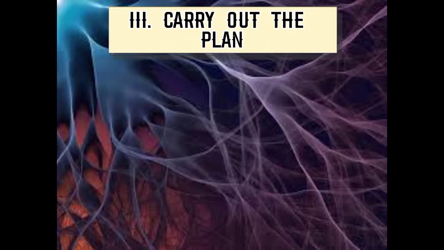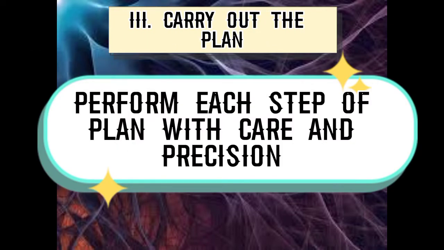So the third one is we need to carry out the plan. Perform each step of the plan with care and precision. Keep a record of every result that you obtain. If you get an affirmative result, just keep going. There is a next stage of the process. If things do not turn out to be as what you expected, then keep your alternatives open as you may need to revisit your plan.